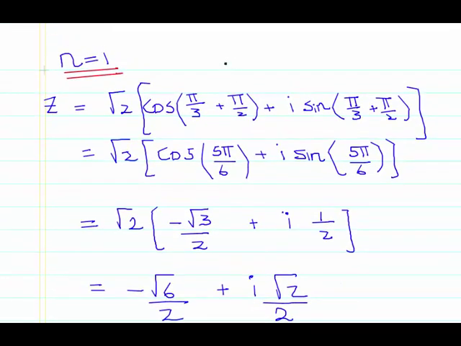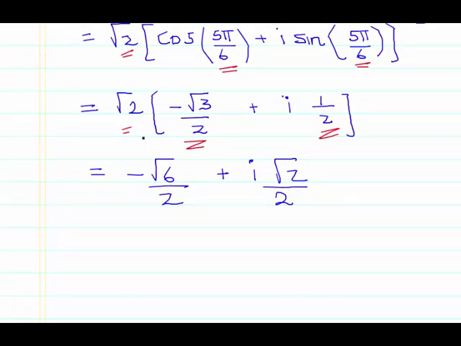I'll speed it up here. For n equals 1, n pi over 2 simply gives us pi over 2. We add pi over 3 and pi over 2, and we end up with 5 pi over 6. Again we have the square root of 2 out here, which we'll come back to at the end. The cos of 5 pi over 6 works out to be minus square root of 3 over 2, and sine of 5 pi over 6 is 1/2. When we multiply this by the square root of 2, we get minus the square root of 6 over 2, plus i times the square root of 2 over 2.